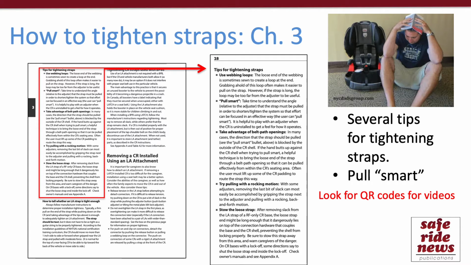You don't want to be pulling away from yourself. You're much stronger if you're pulling toward yourself. And then make sure that the way you pull the strap is directly away from the adjuster and at the appropriate angle so that your effort will actually result in the strap sliding through the adjuster mechanism.